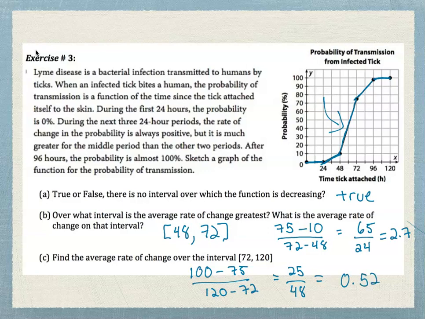All right. So between 48 and 72 hours, your probability of getting infected is rising very fast. It's rising at 2.7. All right. And then after that, the probability is still rising, but it's not rising as fast. Between 72 and 120 hours, so the last, or day 4 and day 5, you're rising at 0.52.